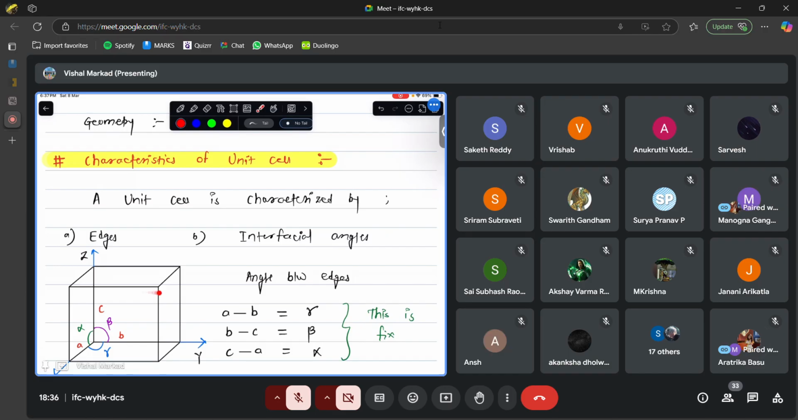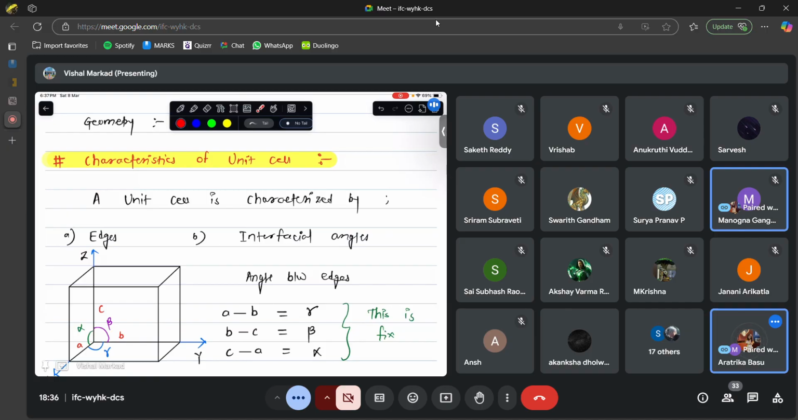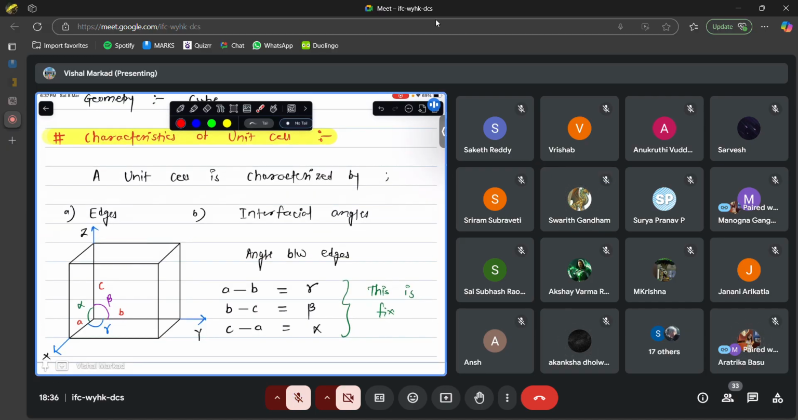Now edges means what? These lines. This line, this line, this line, this line. So in a cube, how many edges can be present? 12. Now this is called edges. And the angle between edges, now look at it. This is one edge and this is one edge. So the angle between edges is called the interfacial angle. The angle between edges is called the interfacial angle.